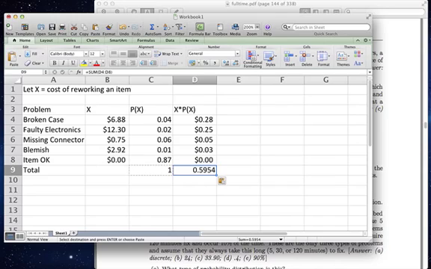Let's interpret all these numbers. So what does 28 cents tell us? The answer is 28 cents is how much I expect to spend fixing the case of a randomly selected item. Now remember that for 96% of the items, so 1 minus 4% is 96%, I don't have to fix the case, so therefore I spend 0 fixing the case.